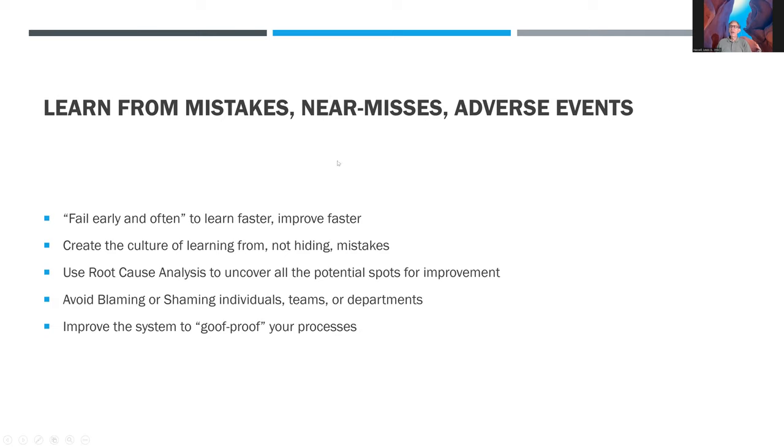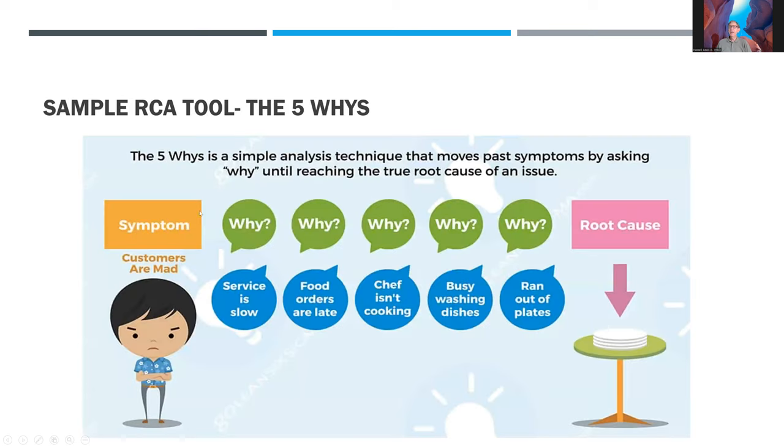You want to learn from your mistakes, from your near misses and adverse events. I've talked about failing early and often, but this is where we want to use root cause analysis. We want to avoid blaming or shaming individuals, because we want to really goof-proof our system, not our people. We are all human. We will all make mistakes, but we can design better systems that are very difficult to make mistakes with.